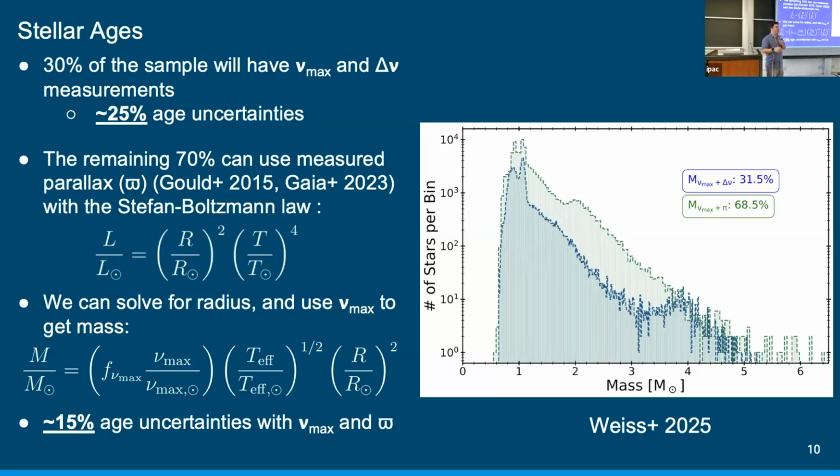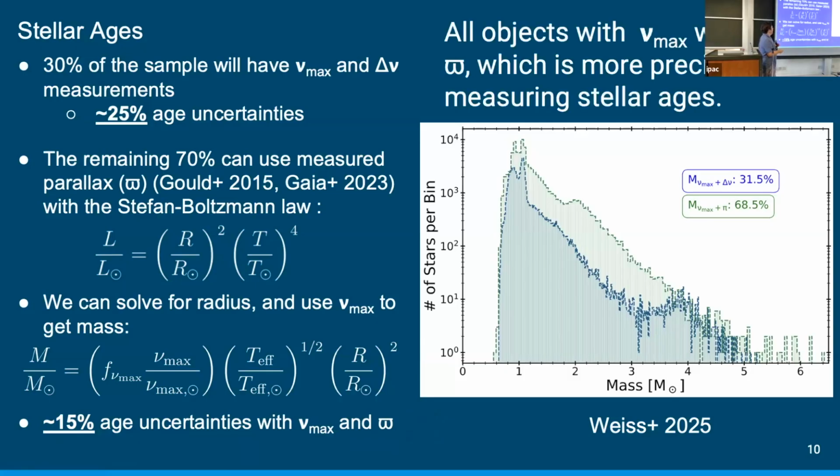So what we can then relate to is getting a parallax. With parallax, we can use the Stefan-Boltzmann law to get a luminosity, and with effective temperature solve for our radius. We can then use this relation here, including nu max, effective temperature, and radius to get our mass. And in fact, using parallax itself will get us a stronger uncertainty on ages of around 50%. For reference, with red giant and red clump stars, you get about 100% uncertainty with isochronal data, and about 40 to 60% uncertainty with photometric data. So this really is going to do wonders for resolving those age uncertainties and actually be able to separate our red giant and red clump populations from intermediate ages to older ages as well. And all objects with nu max will have parallax, which is more precise at measuring stellar ages anyway.